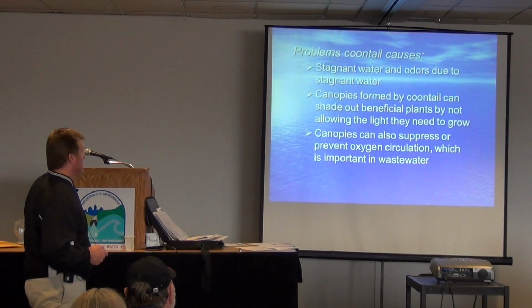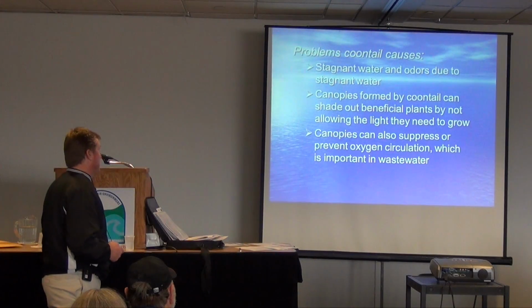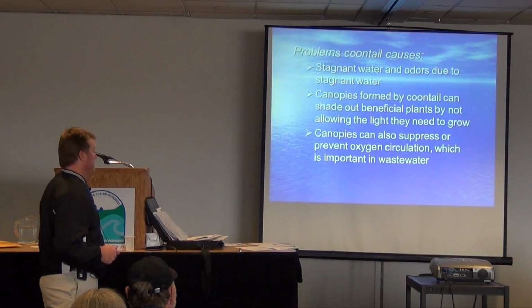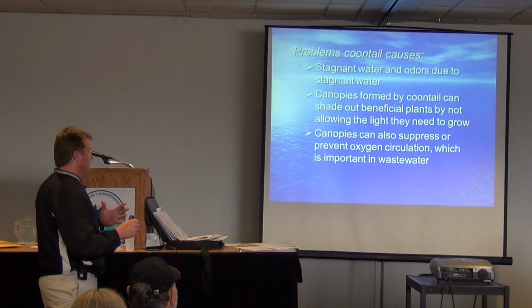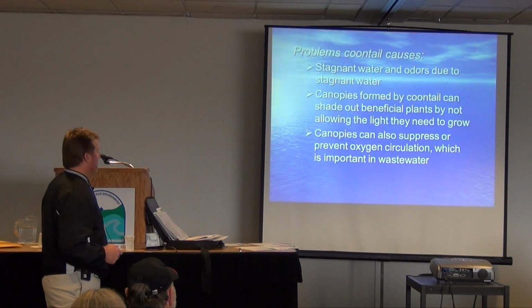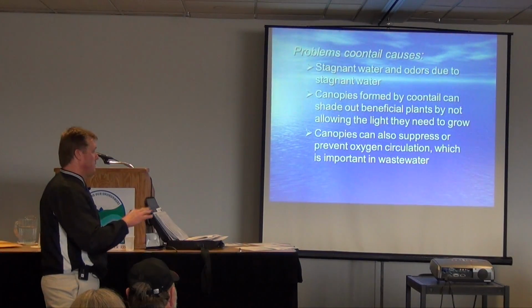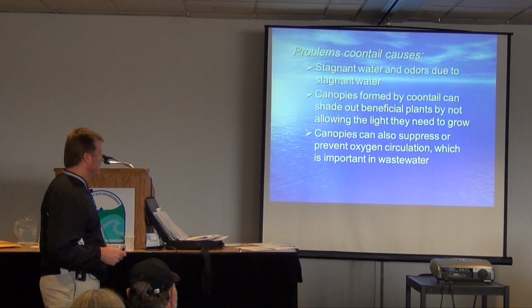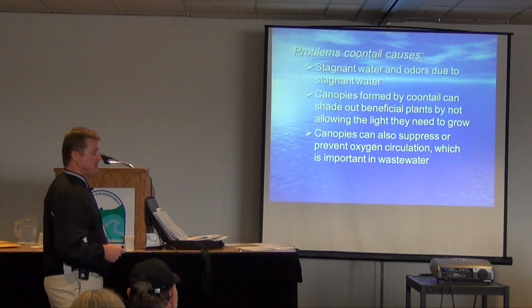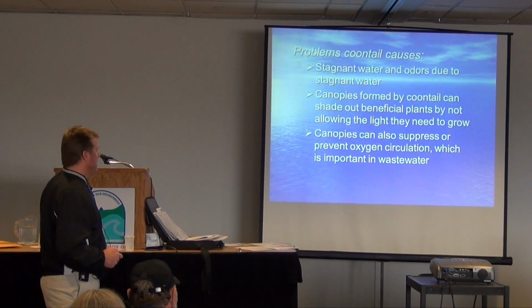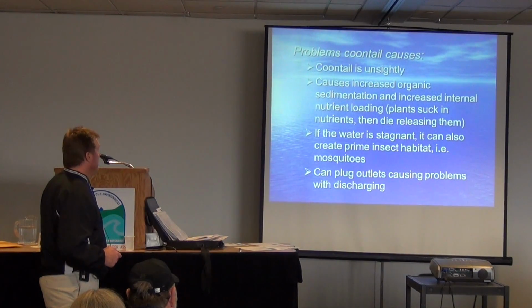The problems that it can cause: stagnant water and odors due to stagnant water. That's again when it gets to be really thick and concentrated, and it starts affecting the water movement in the pond. Canopies formed by coontail can shade out beneficial plants. Canopies can also suppress or prevent oxygen circulation, which is important in wastewater. And that is a good point, because we want our wave action in the ponds to add oxygen to the water. A lot of times if you get too much weed growth in there, even on a windy day, the water barely moves. So that's when it gets to be problematic.